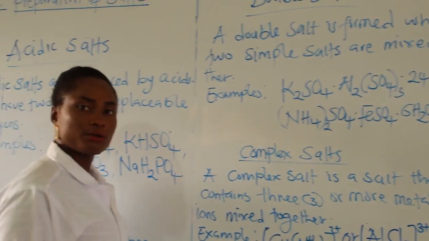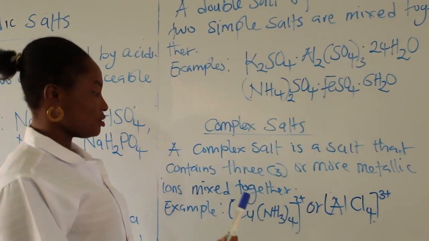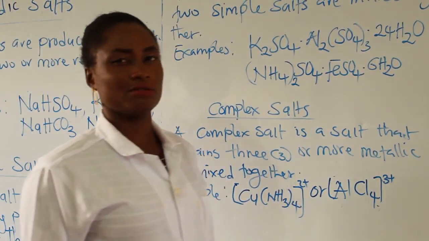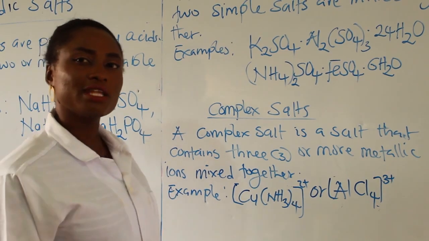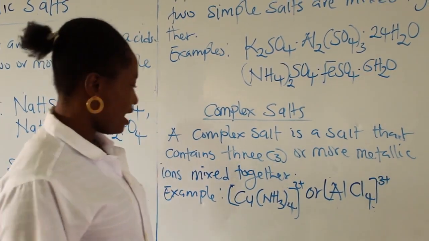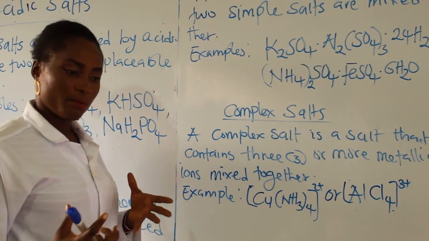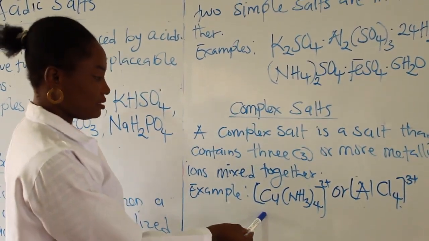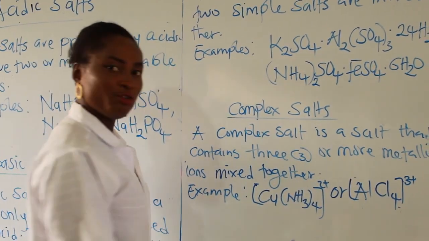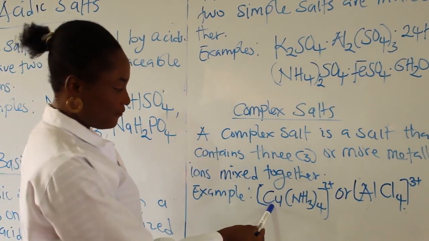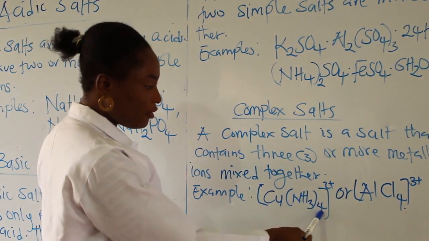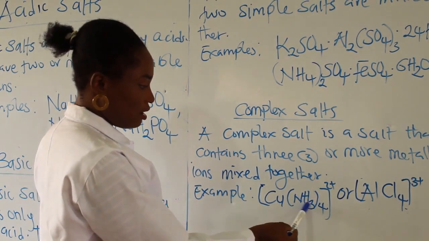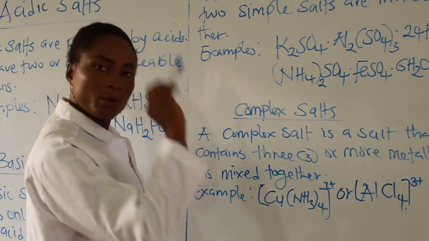What about a complex salt? A complex salt is a salt that contains 3 or more metallic ions. Unlike the other ones, this one contains 3 or more ions mixed together to form one. An example is this. If you look at it, the structure even looks complex. You have copper 2 ion with 4 ammonias, copper 2 ion and then 4 molecules of ammonia forming one.